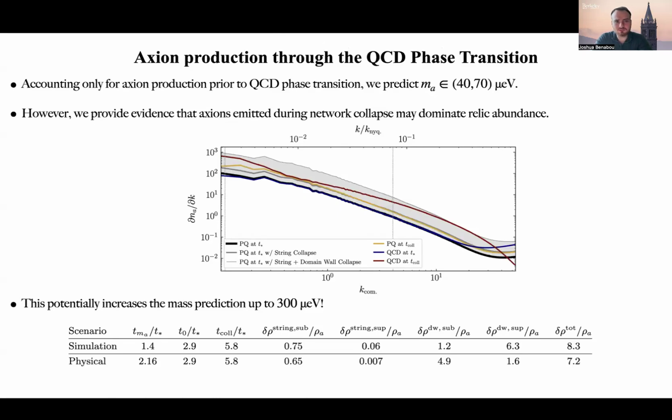If we account for axion production only prior to the QCD phase transition, then we predict that the axion mass should lie roughly between 40 and 70 microeV. However, in our work, we provide preliminary evidence that axions emitted during the collapse of the network may actually dominate the relic abundance. This would potentially increase the mass prediction up to as much as 300 microeV.